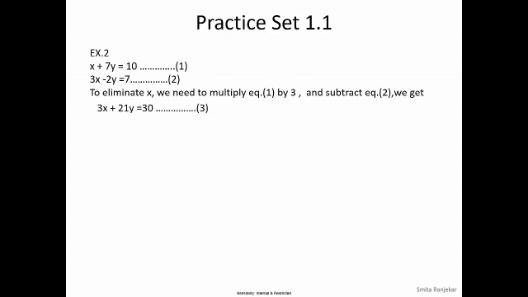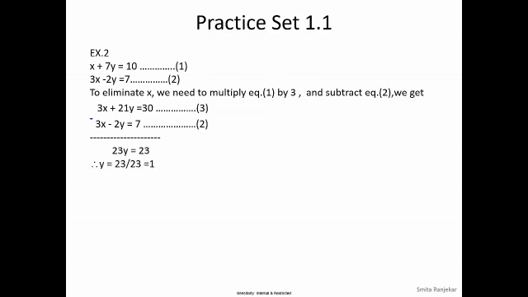So it will become 3x plus 21y is equal to 30. Now again coefficients are same, sign is same, so we need to do subtraction. So sign of second equation will get changed. So it will become 21y plus 2y, which is 23y, is equal to 30 minus 7, which is equal to 23. Therefore, y is equal to 23 divided by 23, which is equal to 1.